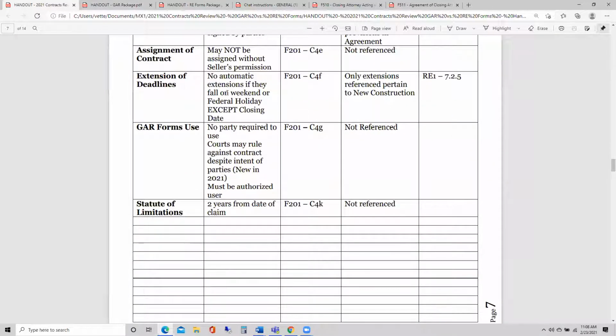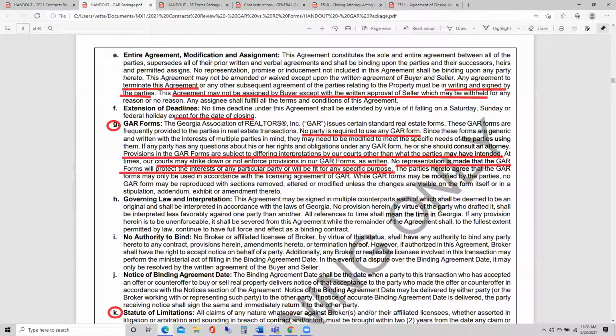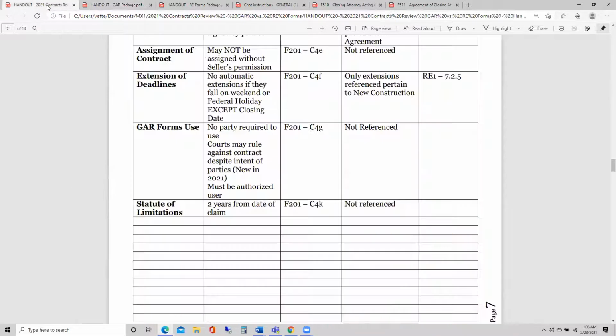And then extension of deadlines. In the GAR contract package, under extension of deadlines, it basically says no deadline can be extended if it falls on a Saturday, Sunday, or federal holiday, except for closing. The RE forms contract package only references extension of deadlines as they pertain to new construction. And that has to do with not getting materials or weather-related issues, and so forth.